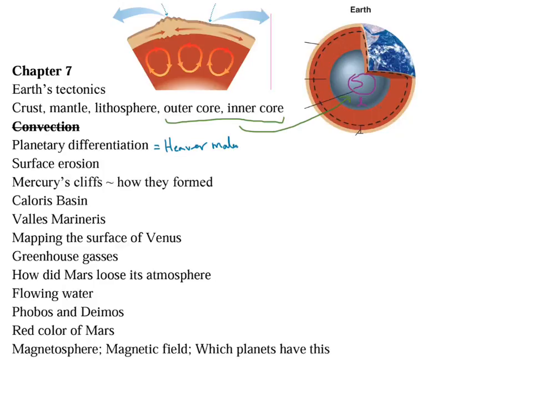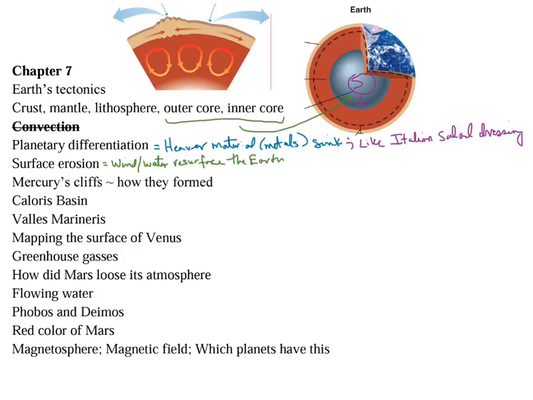Okay, planetary differentiation. That was actually as heavy things sink to the center of the planet. I kind of liken that to if you have Italian salad dressing, if you shake it up and let it set, then your more dense liquid is going to sink. Surface erosions come in two forms on Earth. That would be the wind and the water erosion. And as they do their thing, wind and water actually then resurface the Earth.